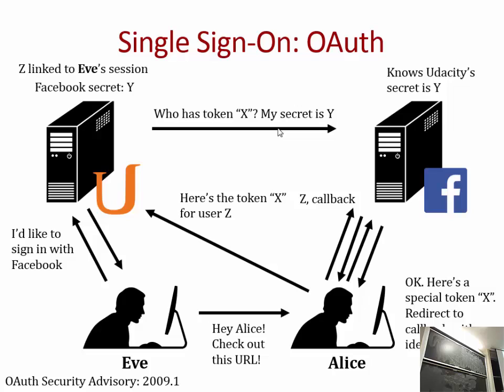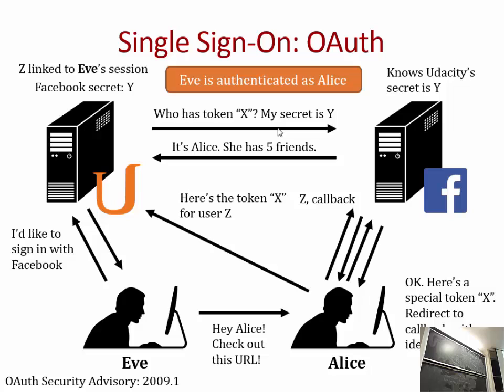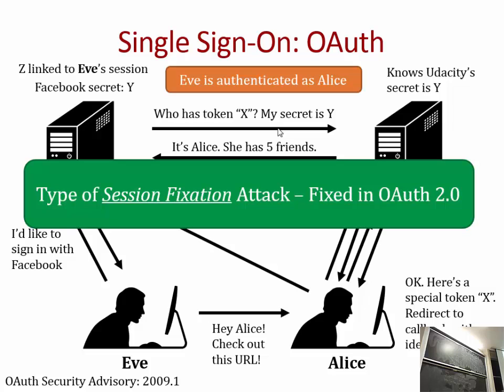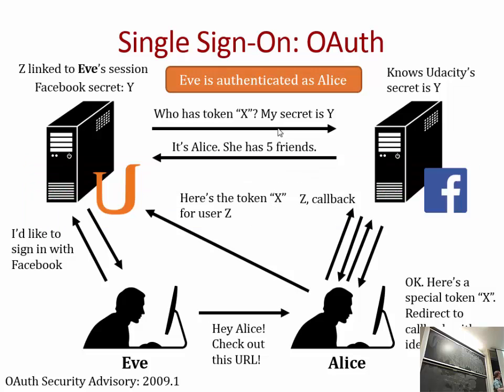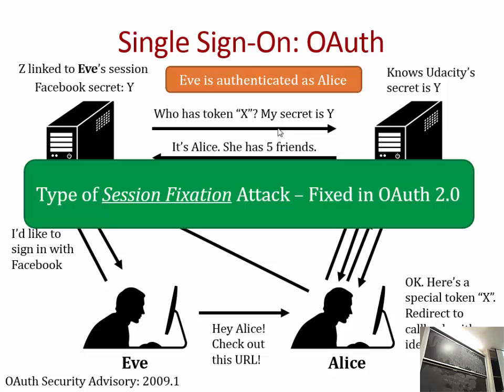So now that we're completed here, who has token X? Oh, it's Alice. She has 5 friends. So you're effectively authenticated as Alice, but because Eve was initially receiving the request from Udacity, she effectively owns that session. She has all the information she needs to go to Udacity and say, hey, I'm this person who just authenticated, right? Remember you gave me that Z value? That's me. You are now Alice. This is fixed in OAuth 2.0. It's fairly recent. It's called the session fixation attack.